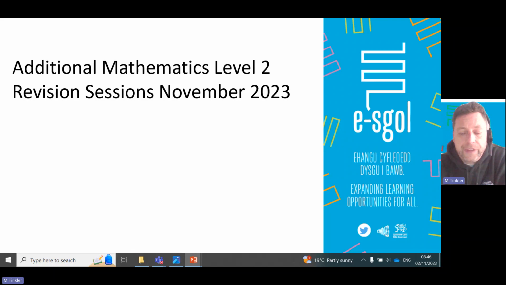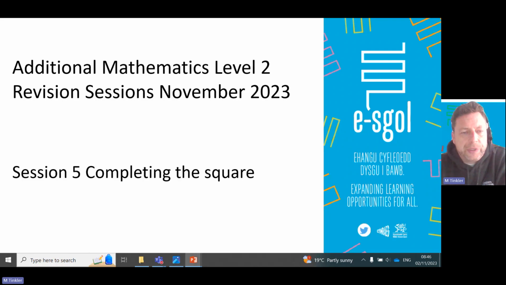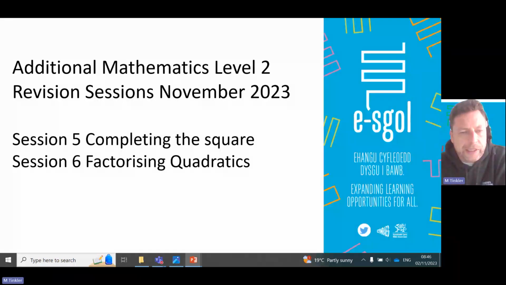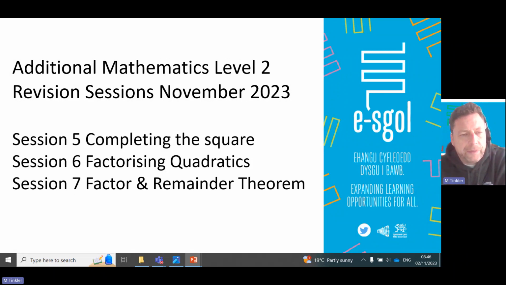And for the next 3 sessions, I'll be talking about completing the square, factorising quadratics, which again supports GCSE maths, slightly higher order, and then factor and remainder theorem that builds on session 6. If you're wondering where sessions 1, 2, 3, and 4 are, they were completed last year and are also on the e-sgol recording site on the additional maths. The additional maths comes under the GCSE folder of questions. It's a level 2, but that's where you'll find them.